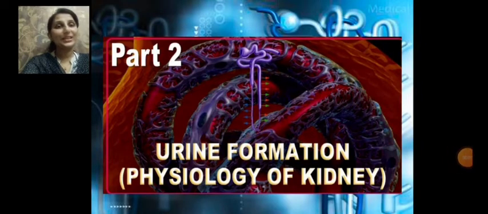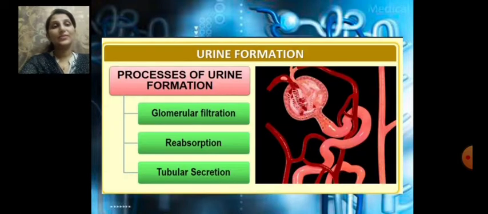Dear children, welcome to the next session on the chapter Excretory Products and its Elimination. In this module, we are going to learn about how urine is formed, the steps involved in urine formation. There are three steps involved in urine formation, that is glomerular filtration, reabsorption, and tubular secretion.